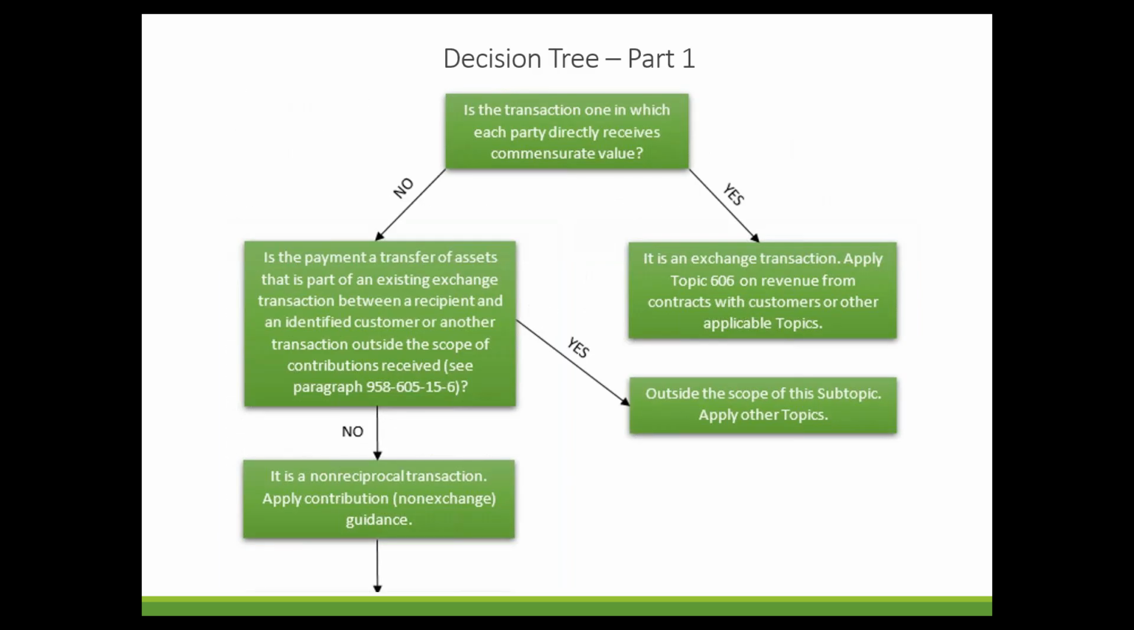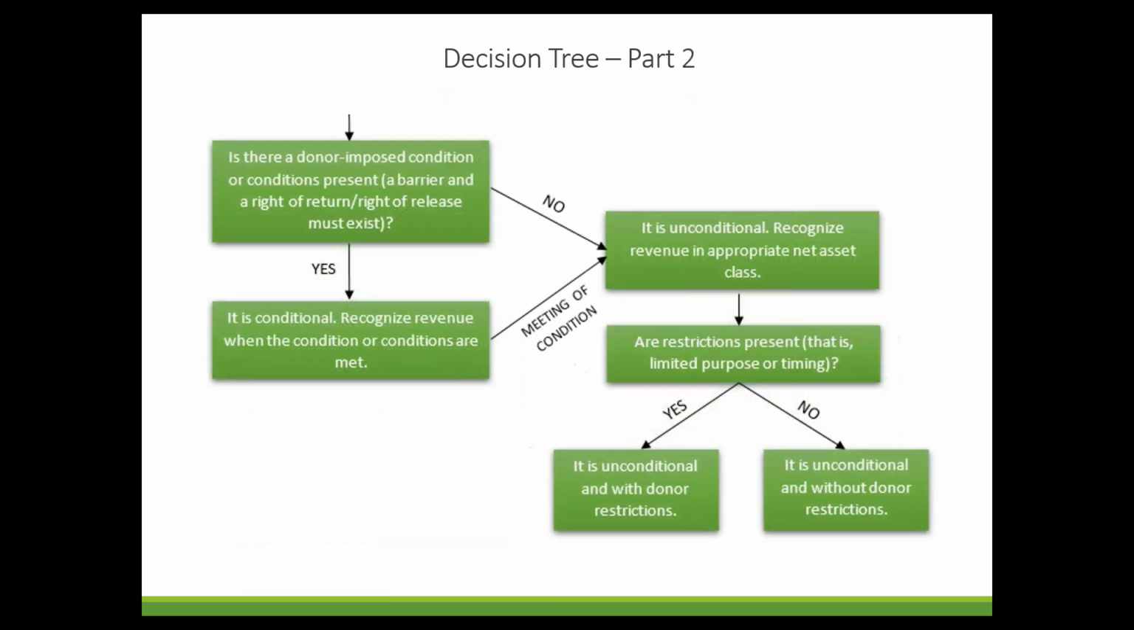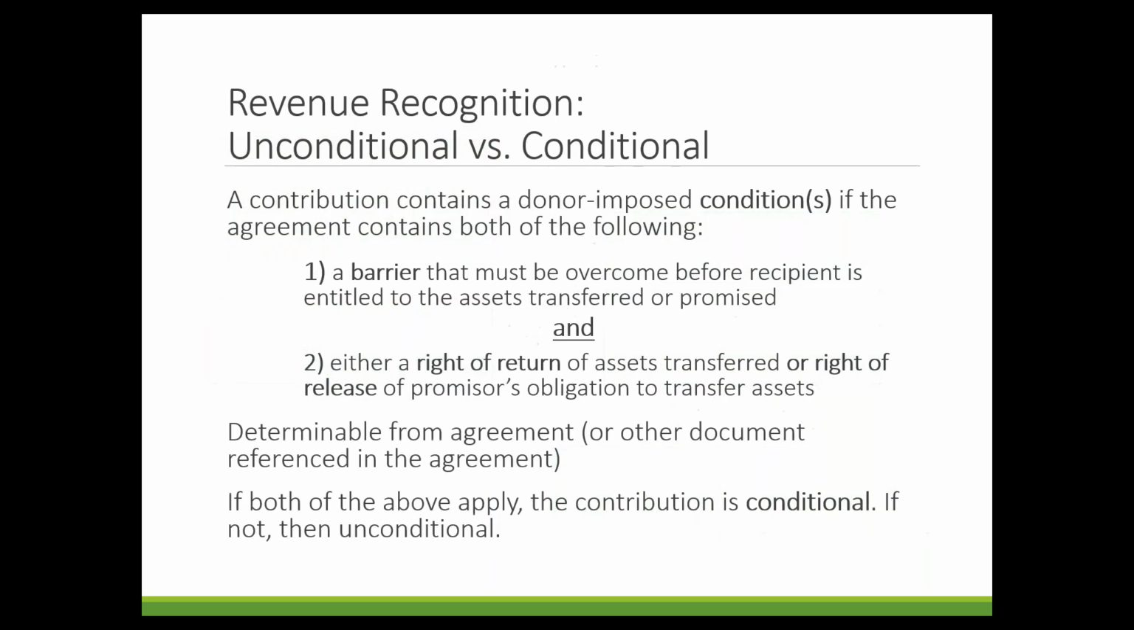Go back to our decision tree here. So again, you start with, did we receive commensurate value? If it's yes, you go through that 5-step process we just discussed. If the answer is no, then you're going to move to the contribution guidance. So let's walk through revenue recognition for a non-reciprocal contribution. If you decide that it's a contribution, there's another step that must be determined, and that is whether or not the contribution is conditional or unconditional. And it's really important to understand that conditions are different than restrictions, which we'll talk through. But let's talk through when a condition is in effect and what that means.